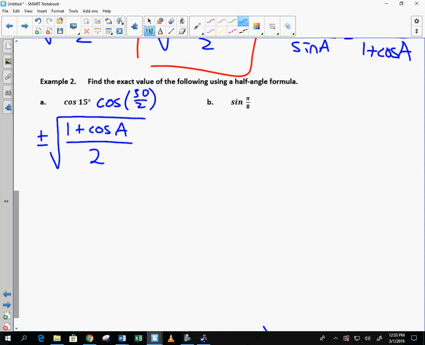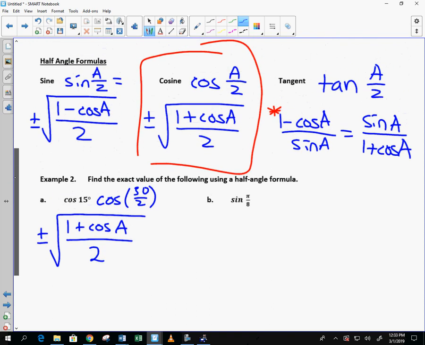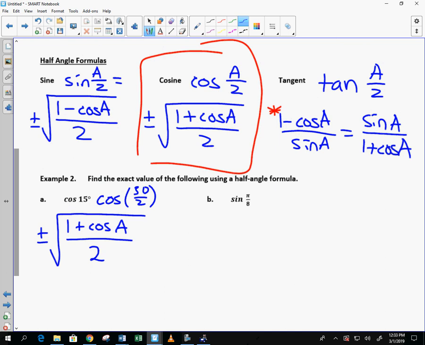Now, first of all, this is the most important part. What goes in for A? That's the question you have to identify. Look at the problem. It says cosine of an angle divided by 2. What angle are we dividing by 2? 30. So that's what you put in for A. You put in 30. See that? Some people put in 15. Don't do that. Put in the angle that you're dividing by 2.